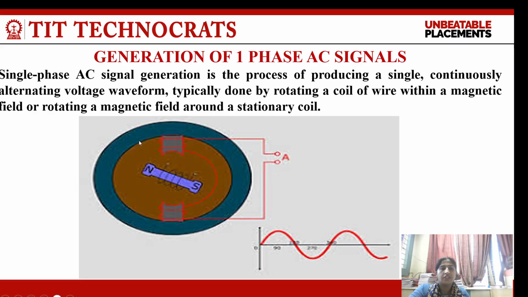So to generate a single phase AC circuit, we need to keep a conducting coil in a uniform magnetic field, and then we need to rotate that coil either anti-clockwise or clockwise. By that rotation, we get an alternating signal, that is an AC signal, something like this wave. Or we can place the conductor and rotate the magnet in a clockwise or anti-clockwise direction. In both ways, an AC signal is generated due to induced EMF in the conducting coil.